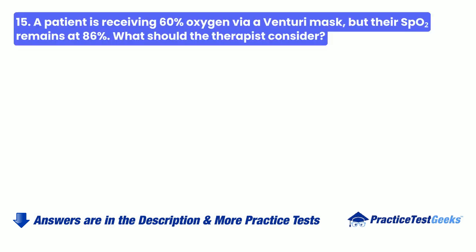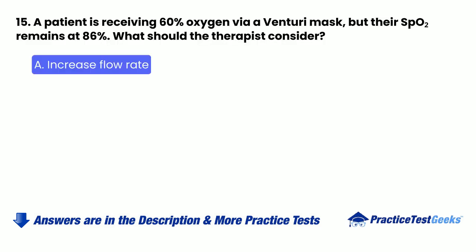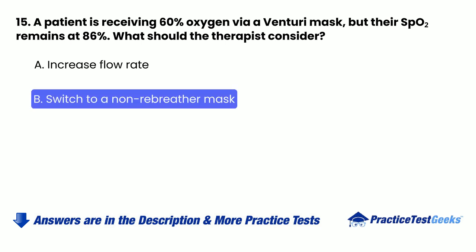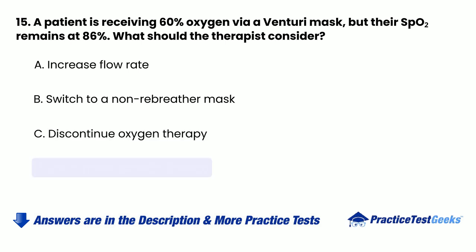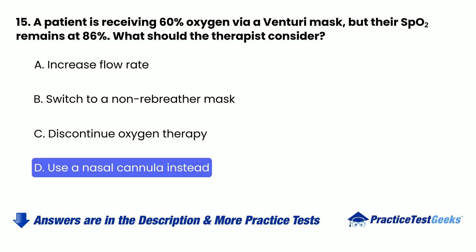15. A patient is receiving 60% oxygen via a Venturi mask, but their SpO2 remains at 86%. What should the therapist consider? A. Increase flow rate. B. Switch to a non-rebreather mask. C. Discontinue oxygen therapy. D. Use a nasal cannula instead.